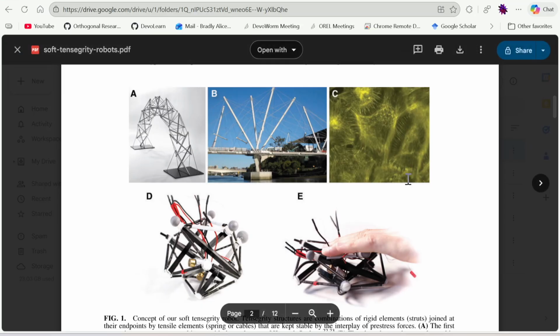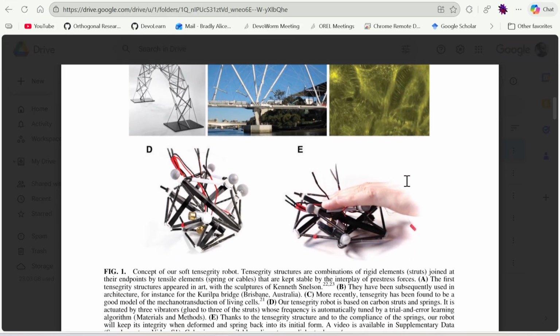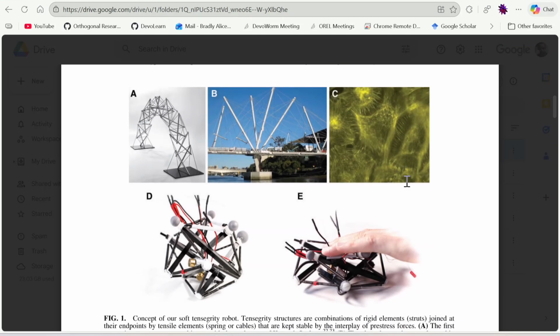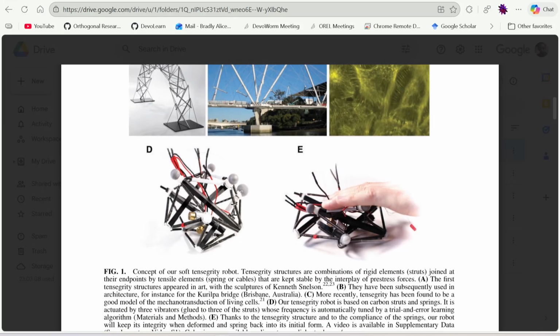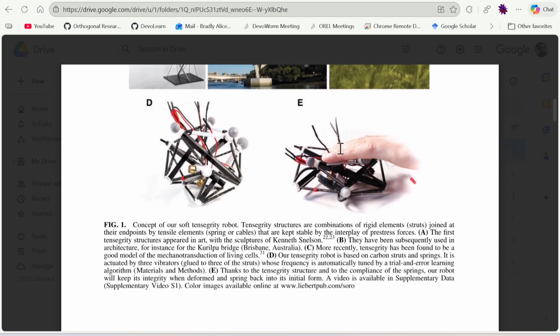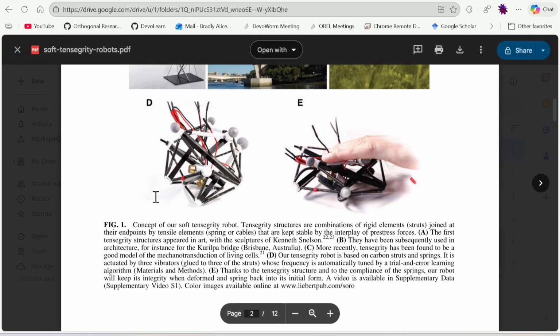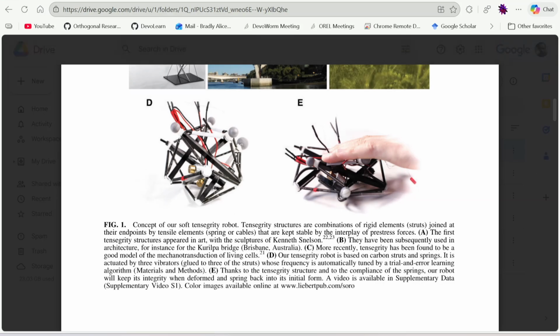C is where you see tensegrities in biology. C specifically is mechanotransduction in living cells. So you have these forces that are transduced into the cell from other cells around it, and the cells respond in kind. And then, of course, we have our robots that they have here. So D is a robot that's based on carbon struts and springs, actuated by 3 vibrators, glued to 3 of the struts. Its frequency is automatically tuned by a trial and error learning algorithm. So there is some neural control in this, but it's tuned. It's not generated de novo by the algorithm.